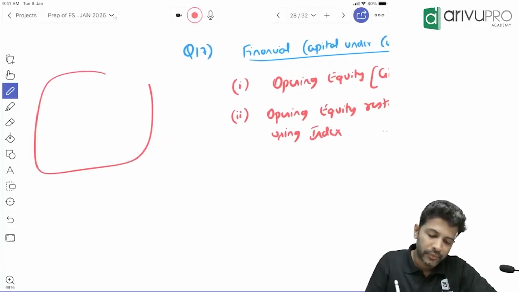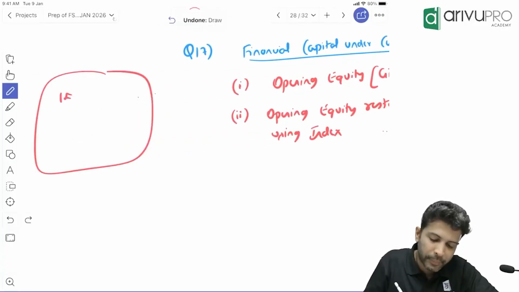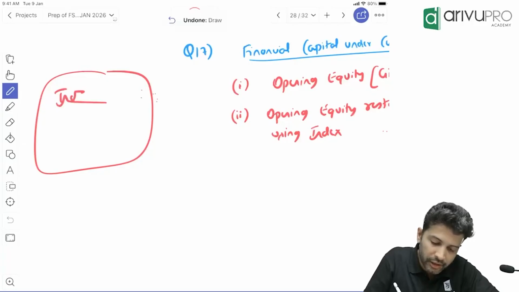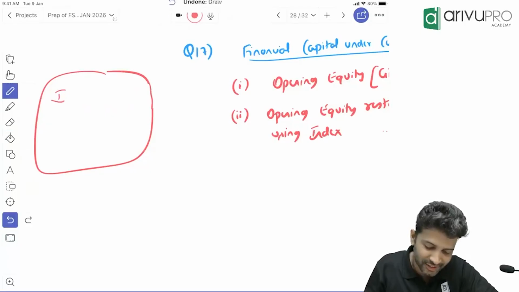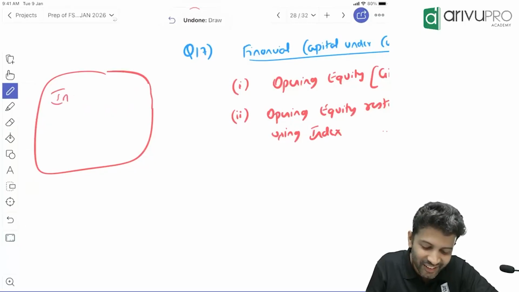Very simple. Sir, 12,000 was your capital. Or maybe I'll write here index or same people. Today we purposely invited them. So it's okay. It's not their mistake. It's our mistake only.